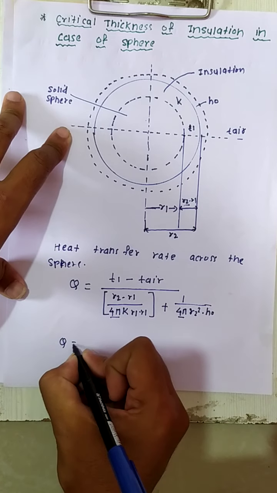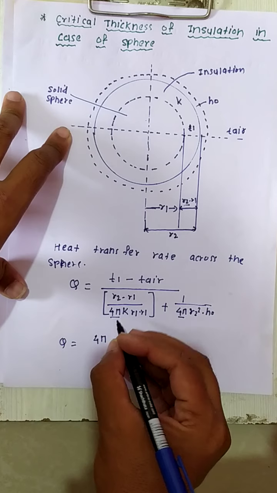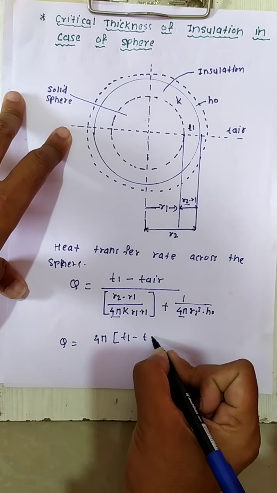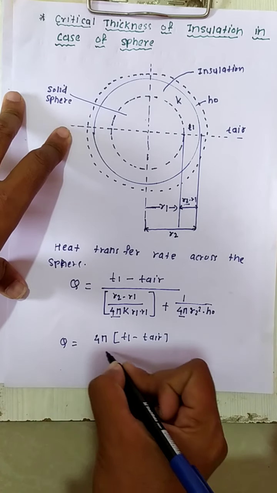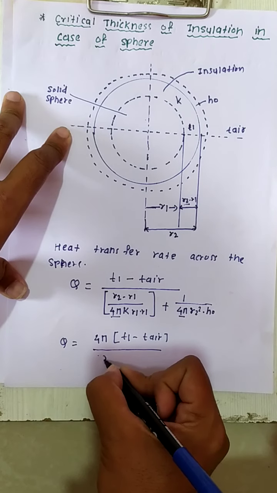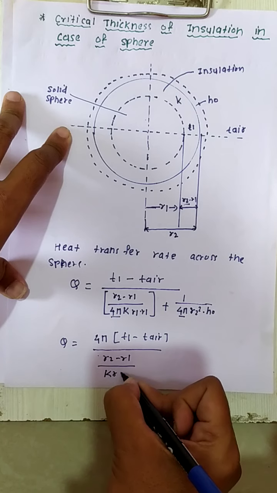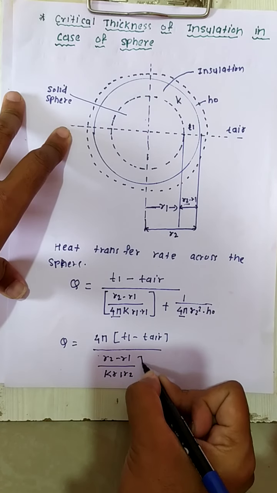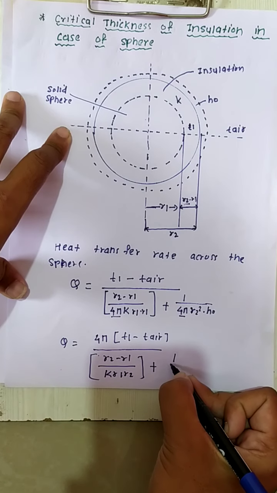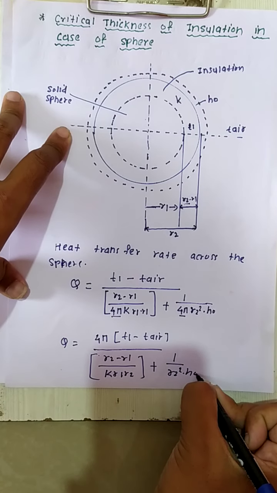So Q is equal to 4 pi into (T1 minus T air) upon (r2 minus r1) upon k r1 r2, plus 1 upon r2 square into ho.